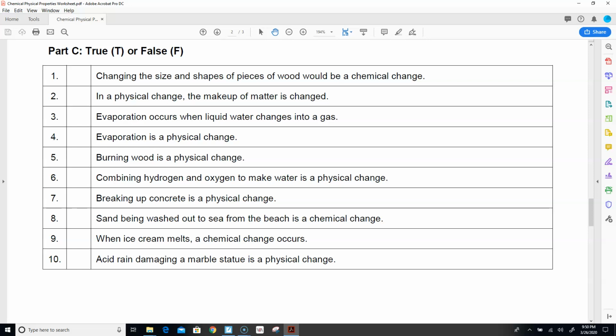Let's see, and then finally 10, it said acid rain damaging marble statues is physical. Nope, that's chemical. Okay, you can see that if you look at statues that were made of marble that were around 100 years ago, and you look at them today, a lot of them lose their definition because the acid rain will dissolve some of that marble that's in there. Okay, so that's that, and we'll do a little bit more review, and then we'll take a short quiz.